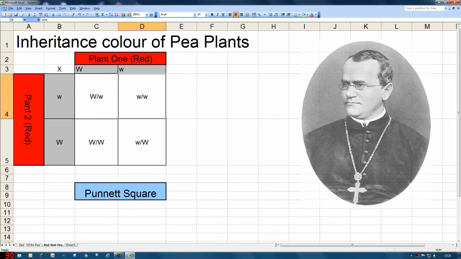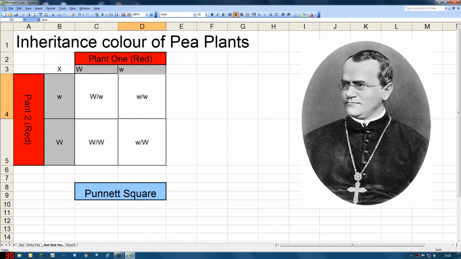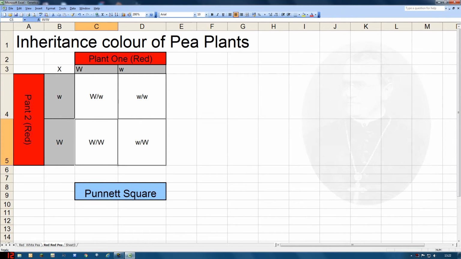This also produces something fairly interesting in that we have 2 plants here, it would be the same for a bird, but 2 plants with different genetic makeups that actually look identical. So both plants would look red, and just by looking at them you wouldn't know whether one of them was carrying the recessive white gene.